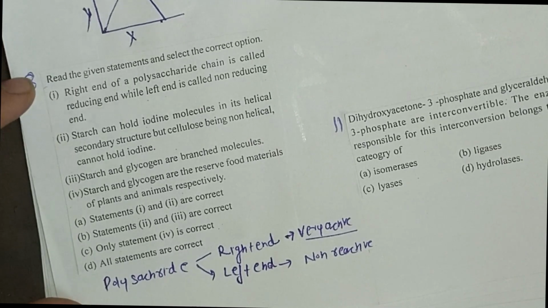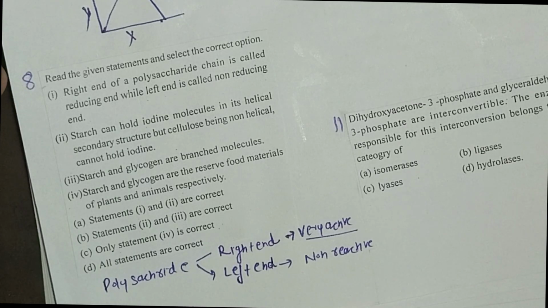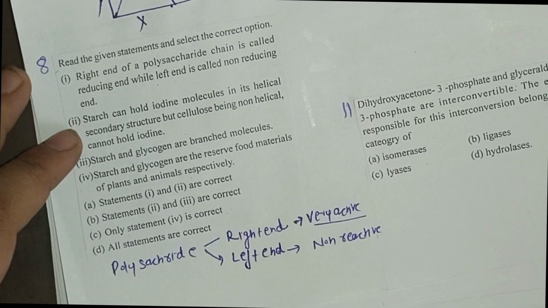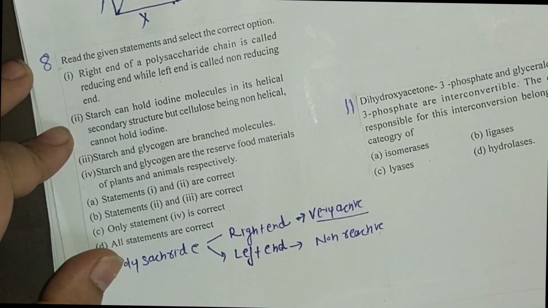Starch can hold iodine molecule. Yes, this is correct. We have studied this earlier when we discussed polysaccharides, that starch has the ability to hold iodine molecule in its helical structure, but cellulose does not possess this activity. So this statement is also correct.